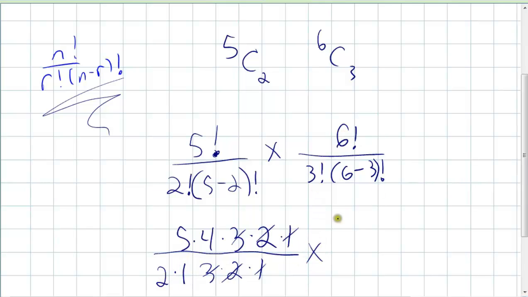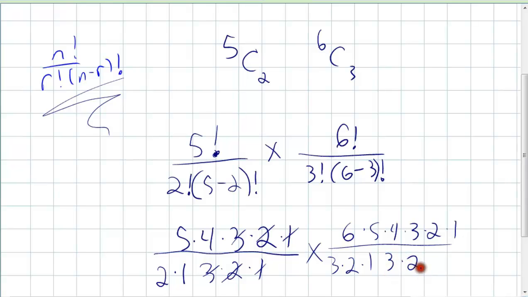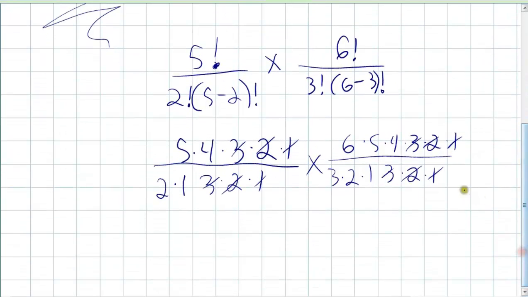Okay, so what happens on this side? 6 times 5 times 4 times 3 times 2 times 1, over 3 times 2 times 1. And then 6 minus 3 is 3. So again, we have 3 times 2 times 1. So this cancels, and this cancels. And we're left with 6 times 5 times 4 over 3 times 2 times 1. Okay, let's see what else we can do.